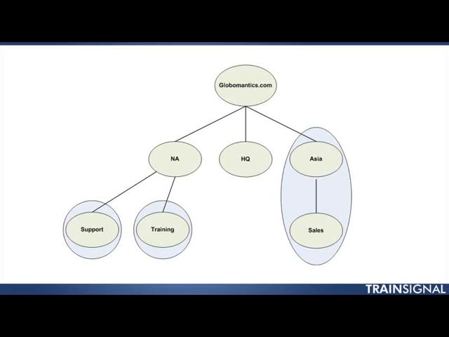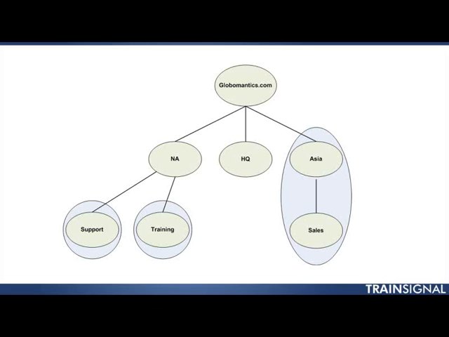So we might have a DNS server that is authoritative for the support domain. And to be more specific, that DNS server would be authoritative over the support.na.globalmantics.com domain namespace. And the same would be true if we had a DNS server that was specifically authoritative for the training.na.globalmantics.com namespace. Or you'll notice over on the right side of the screen, there is a shaded area which includes Asia and its subdomain sales.